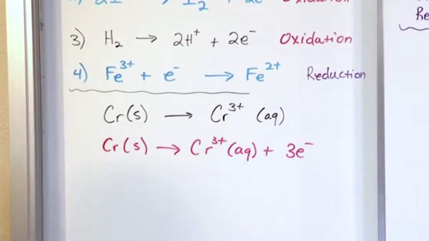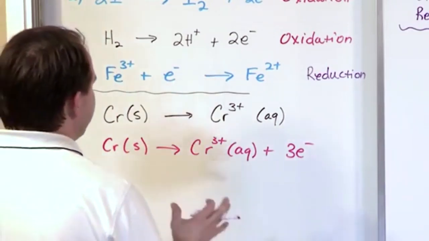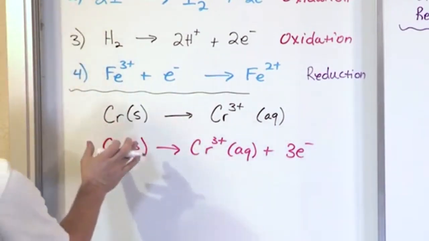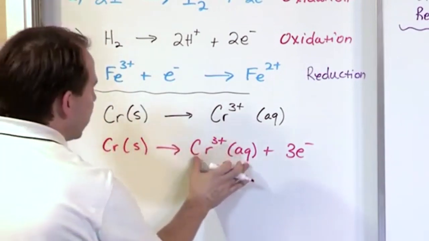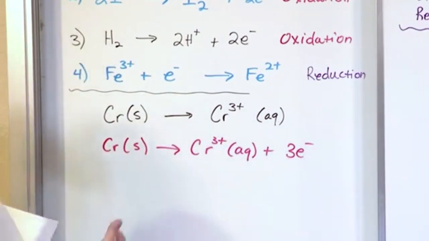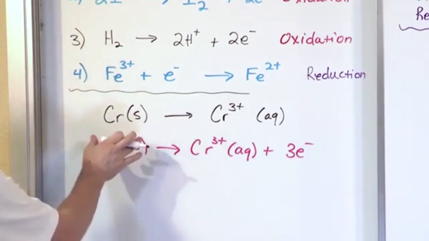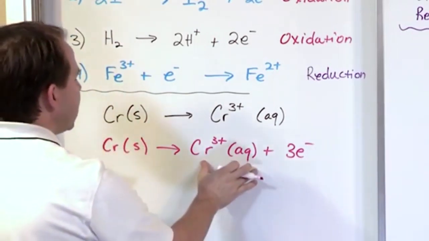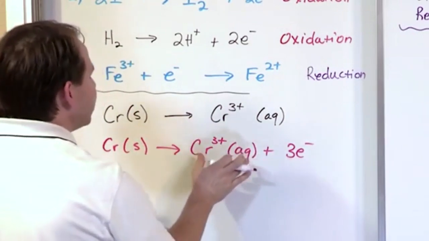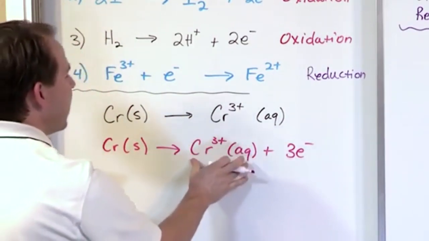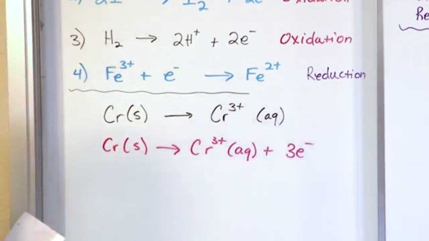The reason we call it balanced is because it's balanced with respect to both the atoms. See, we have 1 chromium atom here and 1 chromium atom there, but also in regards to the charge, because here we have a situation where we end up with an ion and we have to account somehow for how this ion came about, and so this guy liberates 3 electrons there.